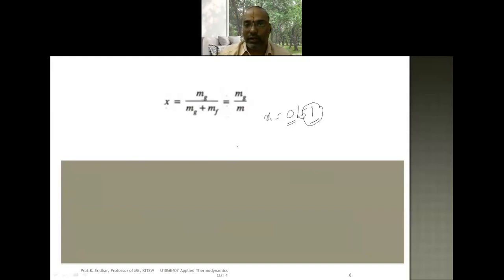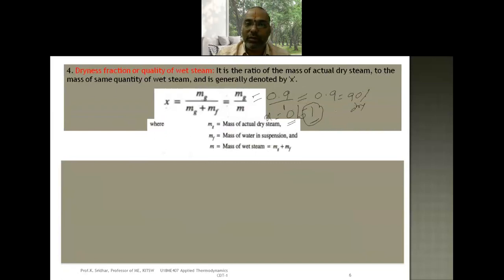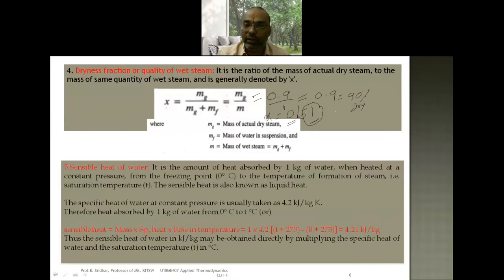So if he says in the examination that the steam is 90% dry, that indicates that the mg value is given as 0.9. The total mass of the steam is equivalent to 100%, that is equivalent to 1. So we are able to say that the dryness fraction of the steam is equivalent to 0.9, which is nothing but 90% dry. That is the meaning of the dryness fraction of the steam. So we have seen the definition of the dryness fraction of the steam and what we mean by mg and mf.